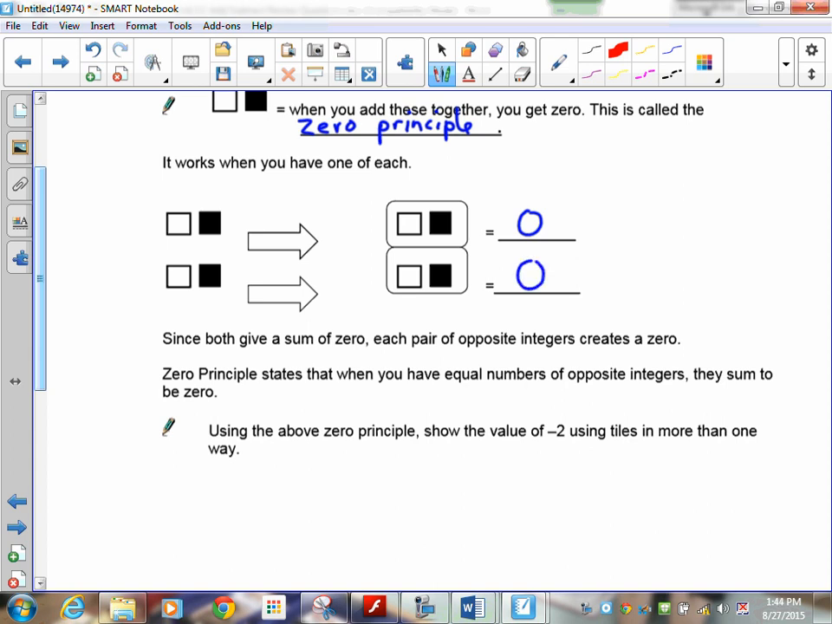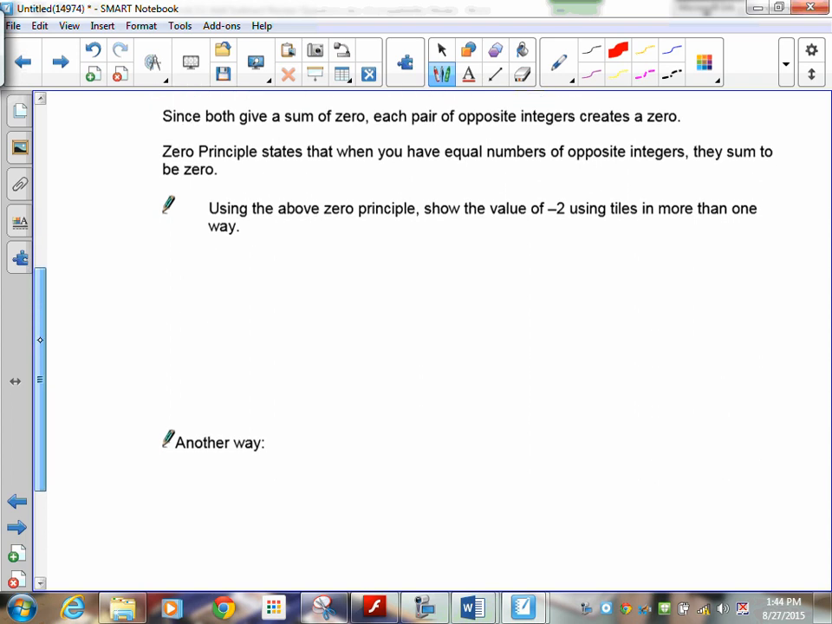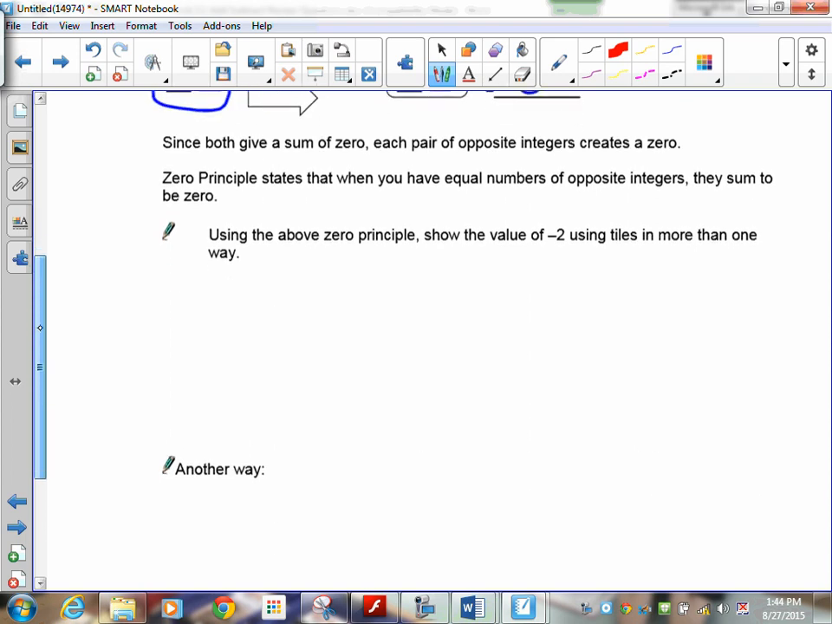Now, if you want to, you can just do this. Here is positive and positive, negative and negative. These ones give you a zero, and you should remember that from last year when we were doing canceling. So you can just group them as many as you need to in order to cancel them out. Since both give a sum of zero, each pair of opposite integers creates a zero. The zero principle states that when you have equal numbers of opposite integers, they sum to be zero.